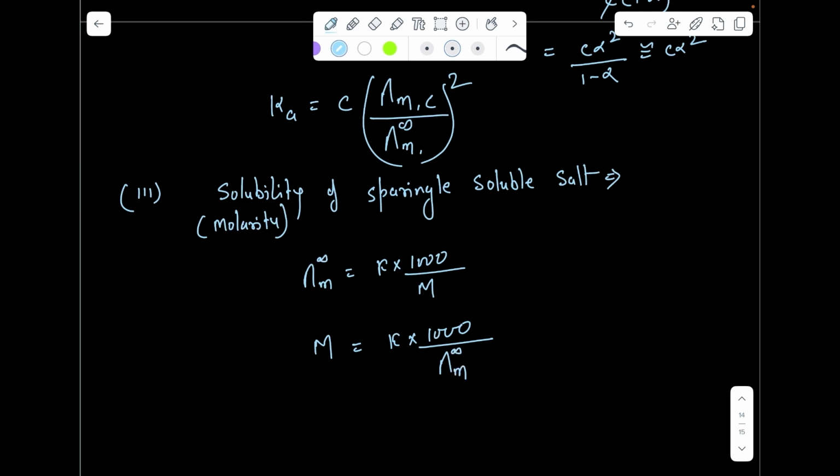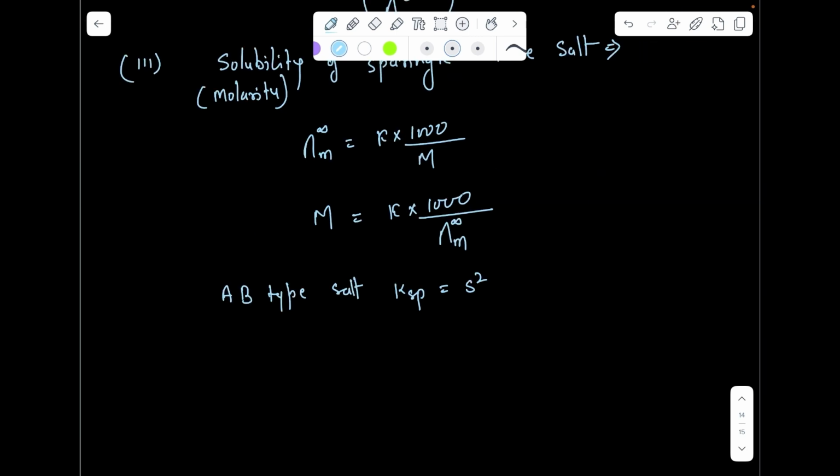So if suppose we have an AB type salt, then we know that the Ksp value is S square, where the S value should be equal to kappa into 1000 by molar conductivity. So we can calculate the solubility from here and we can put it over there to calculate the solubility product.